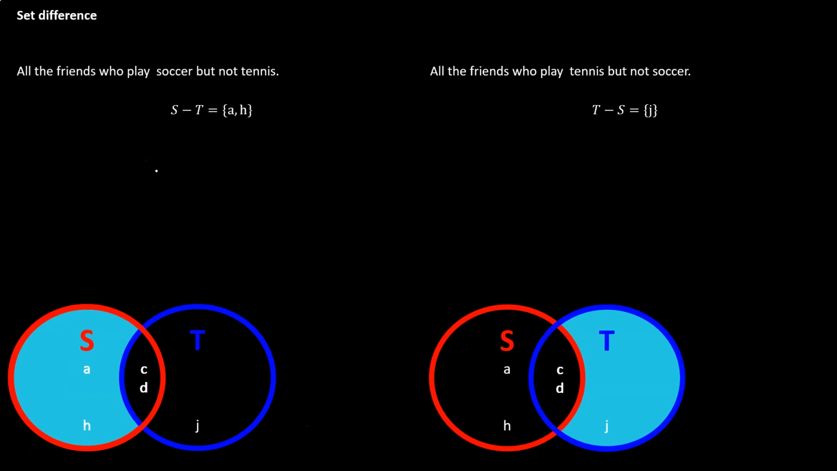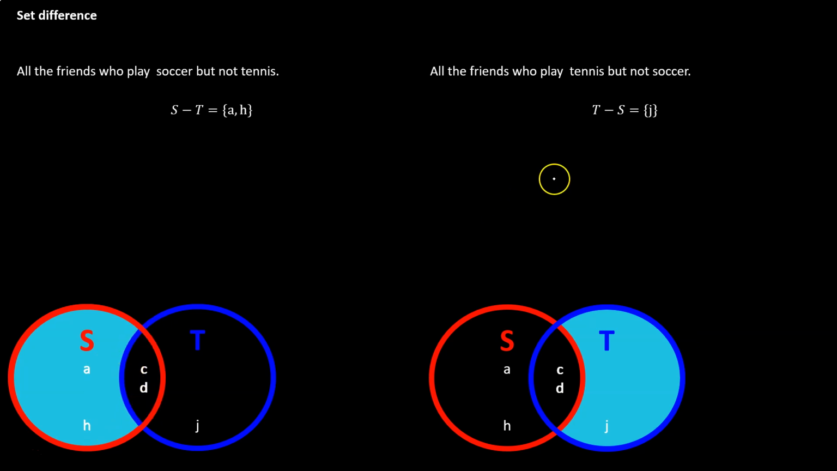The next operation we'll look at is set difference. If we're looking at the sets S and T, and we do the set difference, S minus T, that's basically talking about any friend who plays soccer but does not play tennis. So we would fill in or consider anybody that's in the S circle but outside of the T circle. So we need to ignore the overlap there.